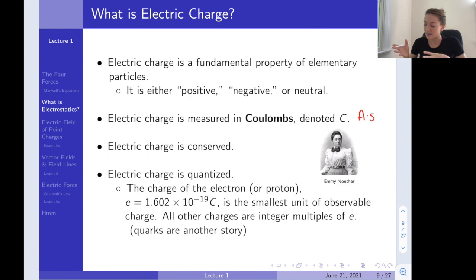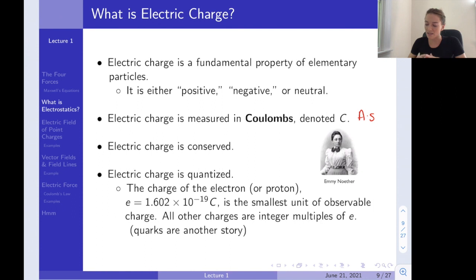The theorem that tells us that electric charge is conserved is actually the same theorem that proves that momentum is conserved. So it might seem weird that momentum conservation and the conservation of electric charge have anything to do with each other, but they actually come directly from the exact same theorem. The same theorem proves both.